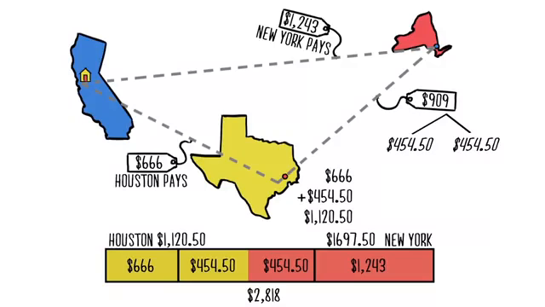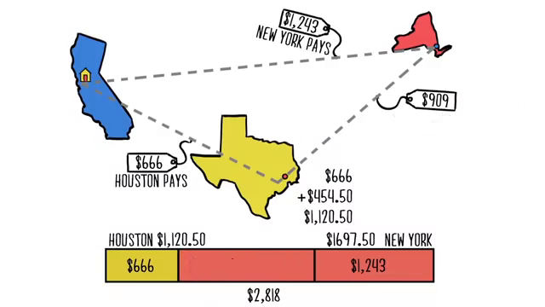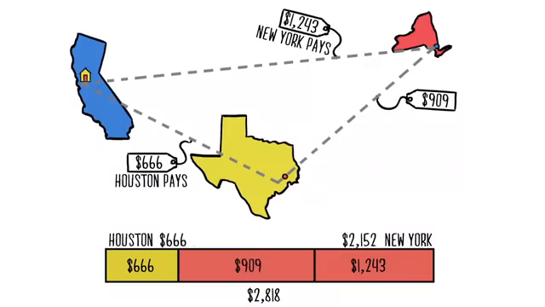Why should Houston pay half of the New York to Houston leg? They could say, "Hey, Houston's on the way to New York. I got Sal part of the way there. You can get him the rest of the way. Even if you pay the full $9.09, that's still a lot cheaper than the $12.43 it would have cost you to fly him to New York."